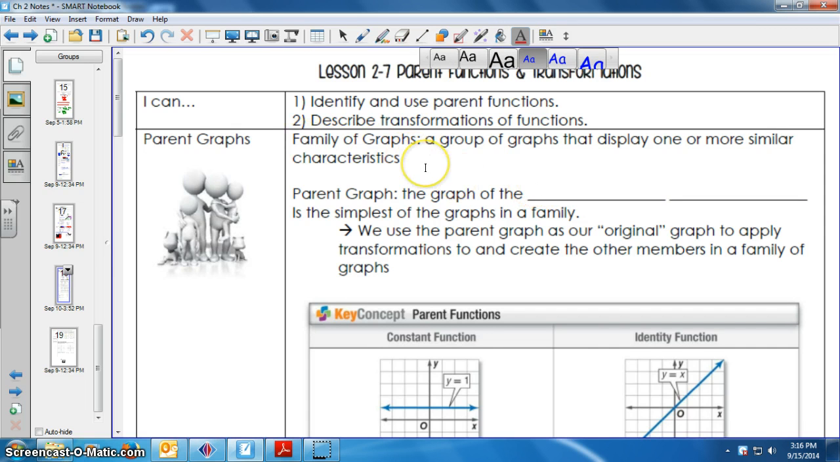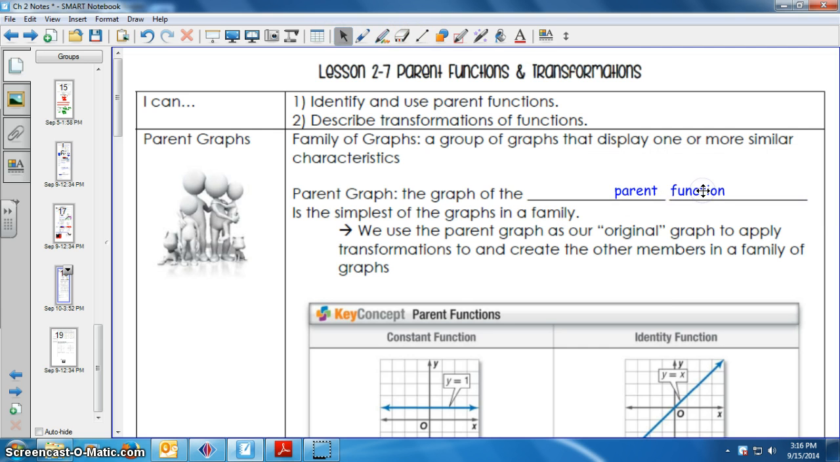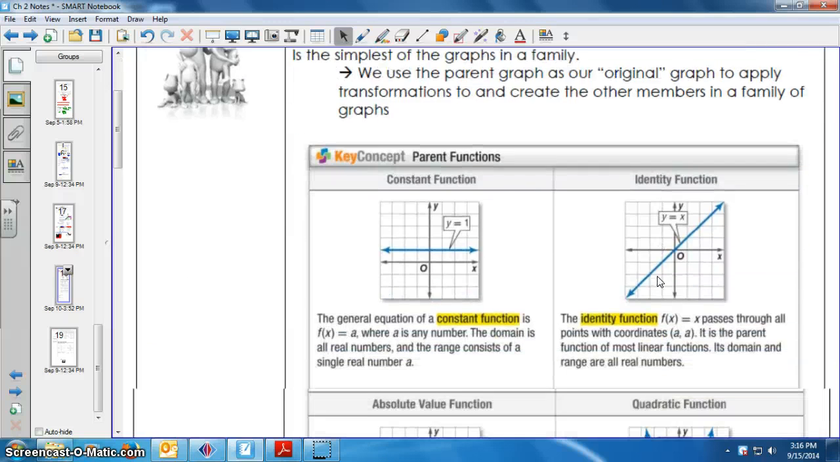So family of graphs, a group of graphs that display one or more similar characteristics. A parent graph is the graph of the parent function, which is pretty much just the simplest graph that is kind of the original before we've transformed it or done anything to it. So let's take a look at these different types here.